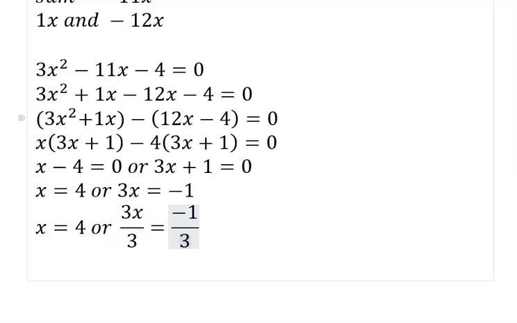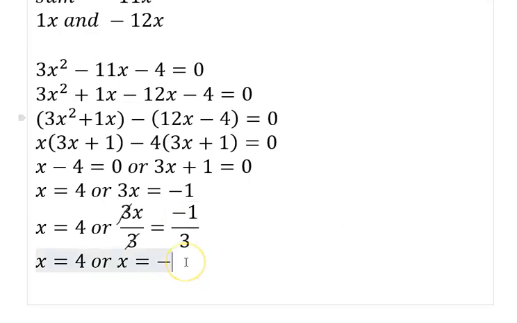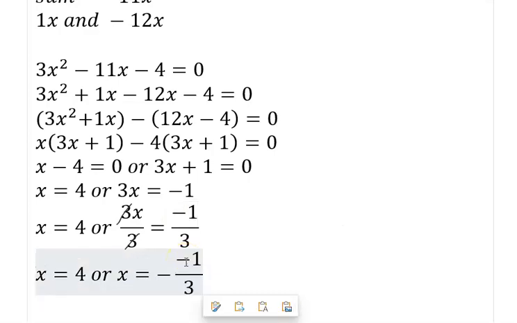Awesome. So having done that, this 3 can cancel out this 3. So our x is now standing alone. So with this now, we can now say our x equals 4, or our x equals minus 1 over 3. Awesome.